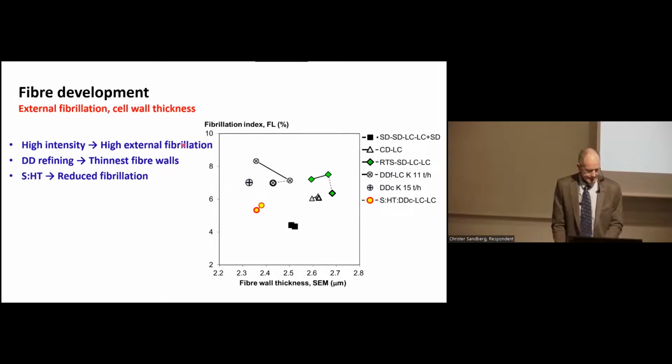And what you can see here is that high intensity refining, the highest intensities with the RTS and the double discs, gives the highest level of external fibrillation. CD refining, 1800 RPM, a little bit lower, but still higher than the single disc pulp from Braviken. The extreme double disc pulp with the sulfite, high temperature, high production rate is somewhere in between here. So these extreme conditions seem to have reduced the level of external fibrillation, but still higher than the reference.